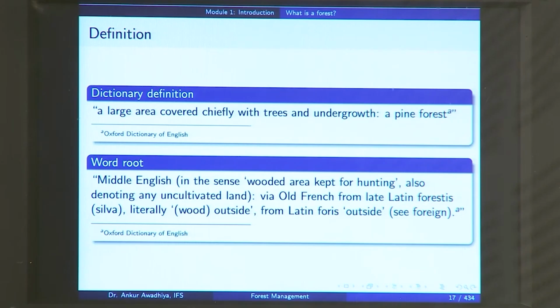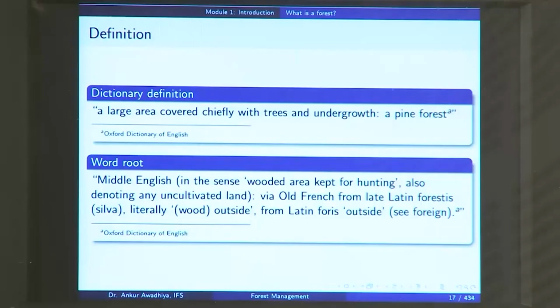Now, if we look at the word root, where do we get this word forest from? It comes from Middle English in the sense of a wooded area that is kept for hunting. Even in our country, one chief use of forest, apart from getting timber, was to act as shikargahs. There were kings that wanted to go hunting, and so they reserved certain areas and said, okay, this area is my shikargah, I will go and hunt animals there.